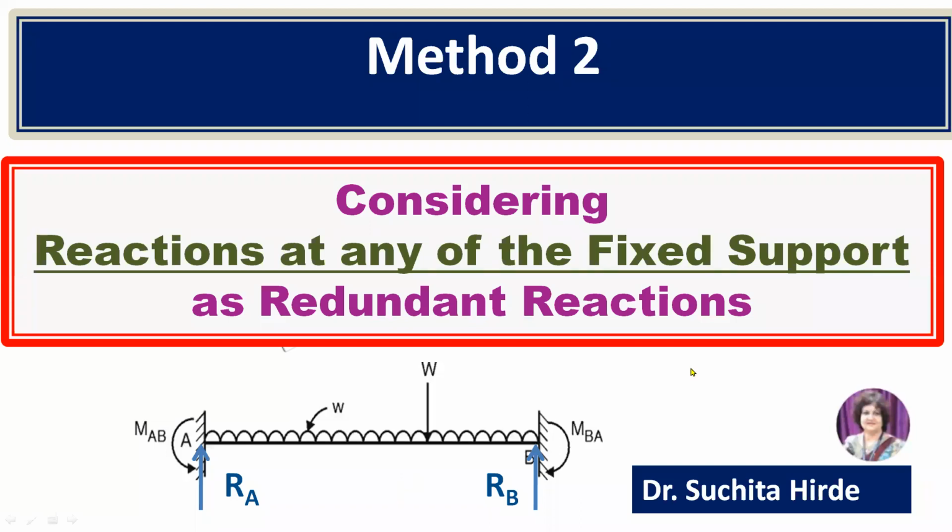Now the second way of solving this problem is by considering reactions at any of the fixed supports as redundant reactions. That means either you can consider reactions at B as unknown, that is RB and MBA as unknown, or you can consider MAB and RA as redundant. So either consider this as redundant or this as redundant.